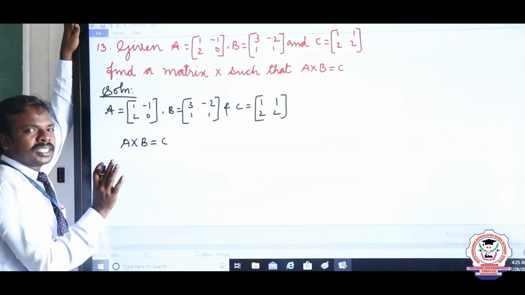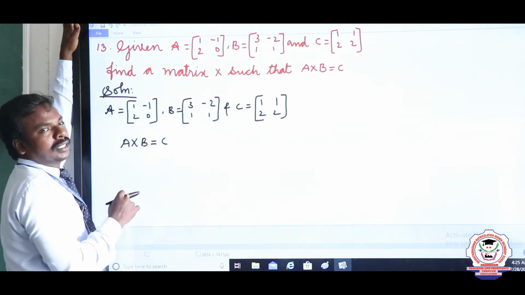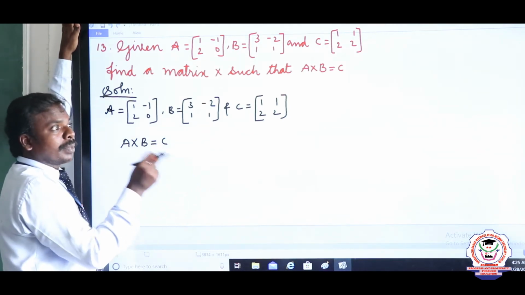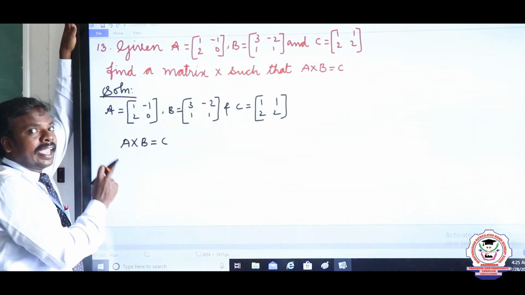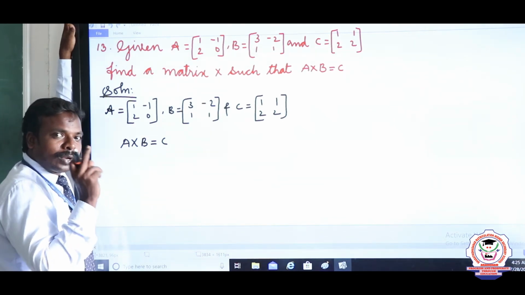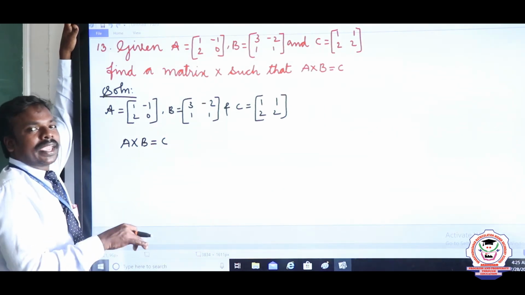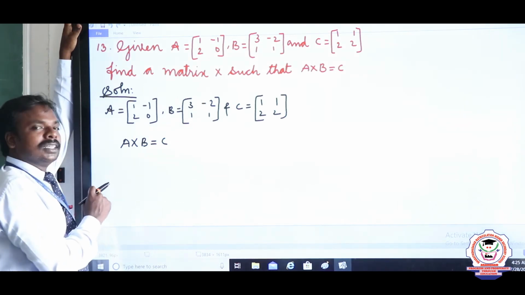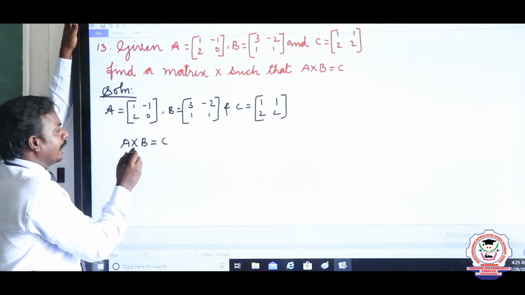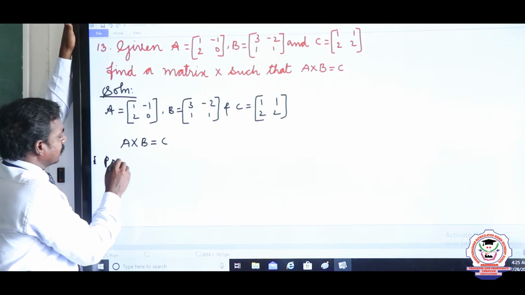Now, I am going to pre-multiply by A inverse and post-multiply by B inverse, because on the left hand side A, X, B, 3 matrices are there. They are asking you to find only the X matrix. So, the remaining A and B I want to omit. That is why I am multiplying by A inverse and B inverse. Do you understand? So, first pre-multiply by A inverse.